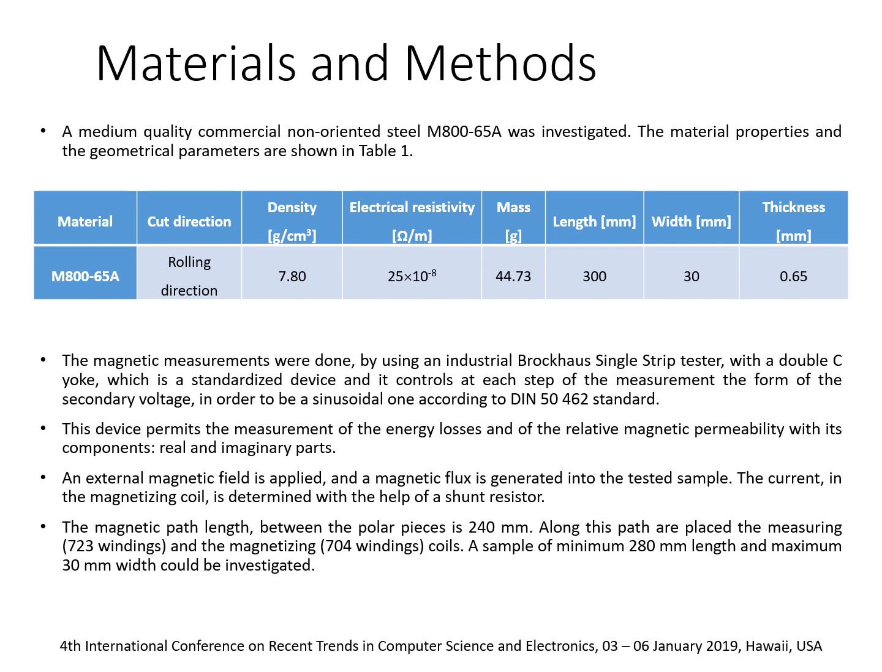An external magnetic field is applied and the magnetic flux is generated into the tested sample. The current in the magnetizing coil is determined with the help of a shunt resistor. The magnetic path length between the polar pieces is 240 mm. Along this path are placed the measuring and the magnetizing coils. A sample of minimum 280 mm length and a maximum 30 mm width could be investigated.